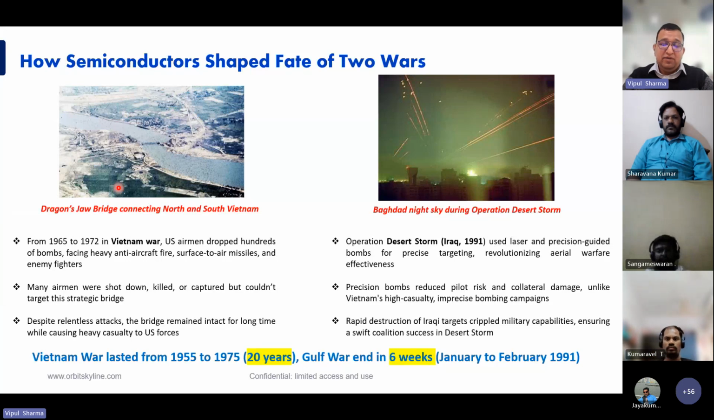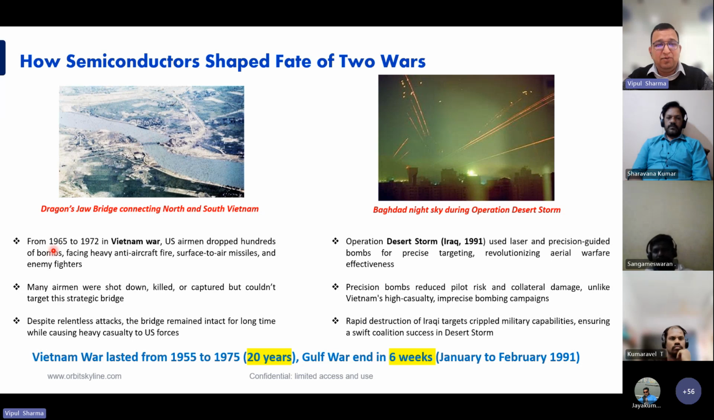Obviously the US used their air force to drop bombs on this bridge so that it could be destroyed. But there were no smart bombs at that time. So if you wanted to accurately hit this bridge, you had to go right on top of it and then drop a bomb, and you just prayed the bomb would hit. The US tried it for almost 7 years, between 1965 and 72, and sent a lot of missions. Lots of their pilots and airplanes got hit and were killed, but they could not destroy this bridge.